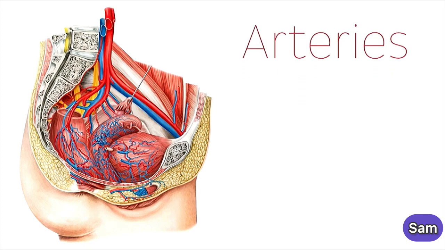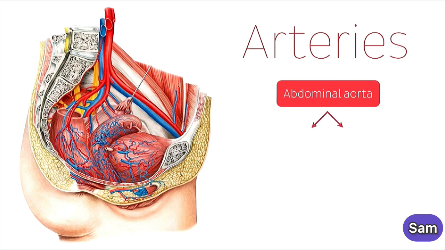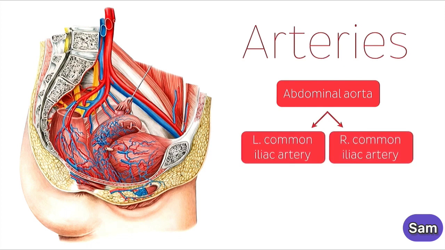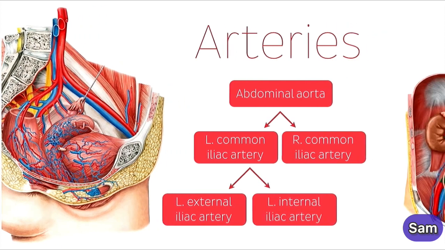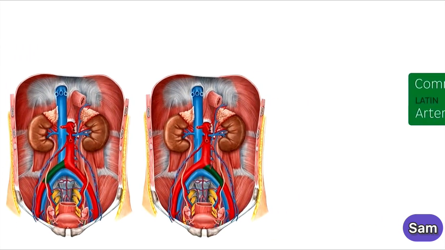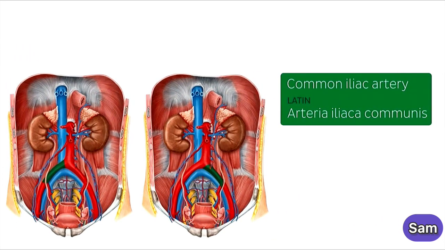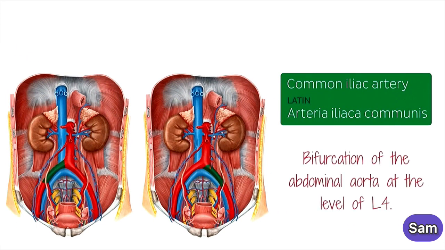It's important to note that the arteries supplying the pelvis are mainly derived from the left and right common iliac arteries. So if we look at this flowchart, we can see that the abdominal aorta gives rise to the left and right common iliac arteries. These arteries then give rise to the internal and external iliac arteries. The left and right common iliac arteries are large arteries that arise from the bifurcation of the abdominal aorta at the level of the L4 vertebra.